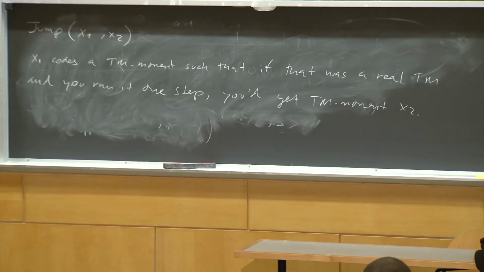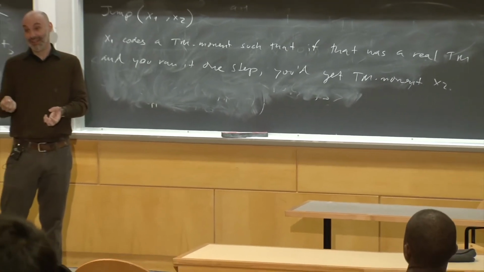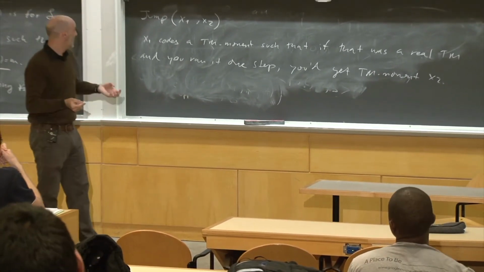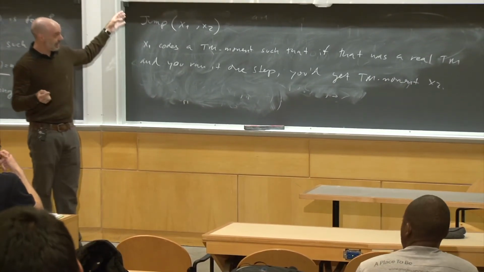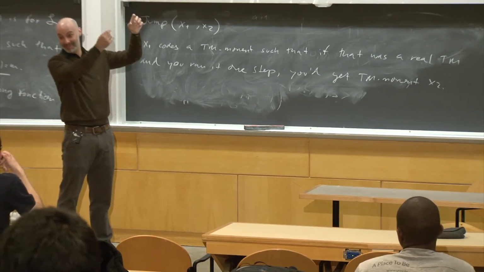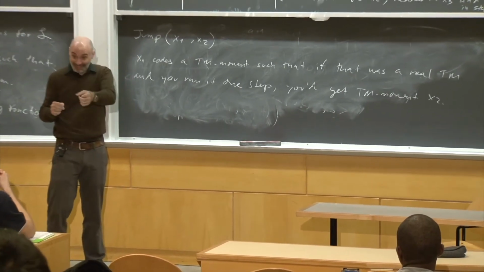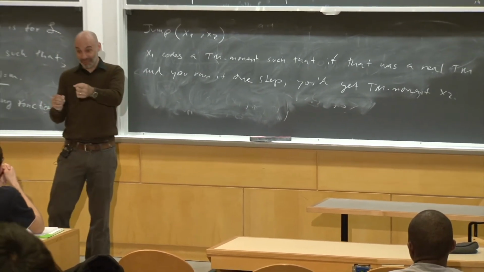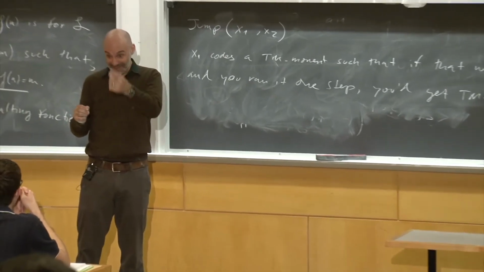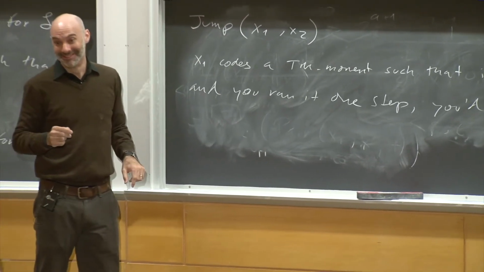And then what you could do is you say, well, what's a valid initial state? A valid initial state is, you just have a well-defined program. You're in state 0. The reader is in position 0. And you have any tape you want. A valid Turing machine moment is one that you can get in a finite number of steps from the initial state using jump.